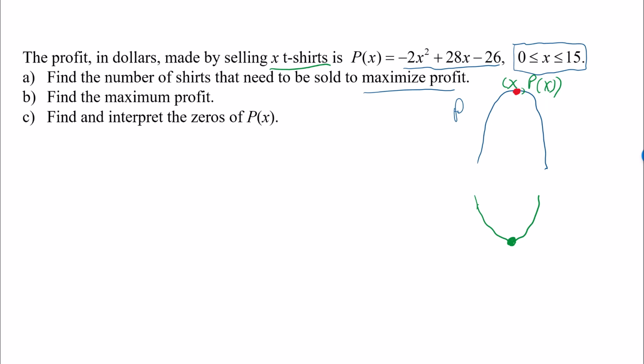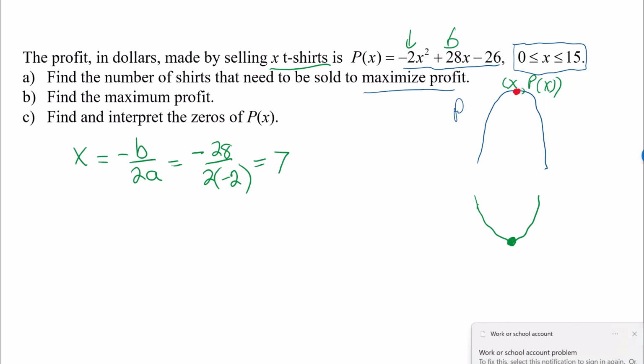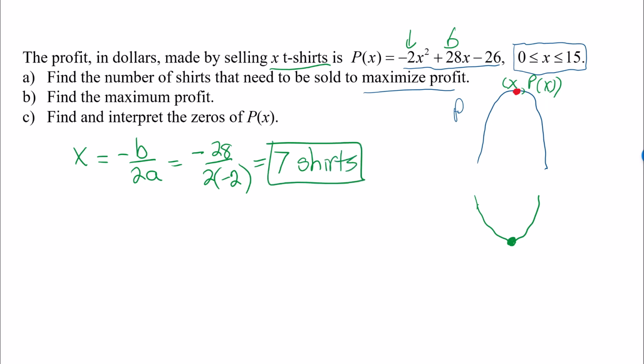And how do we find that? Well, x equals negative b over 2a. So the x value of the vertex is negative, b is right up here, 28, over 2 times a, and a is negative 2. So we get negative 28 over negative 4, which is 7. So for this model, the number of shirts that need to be sold to maximize profit would be 7 shirts.